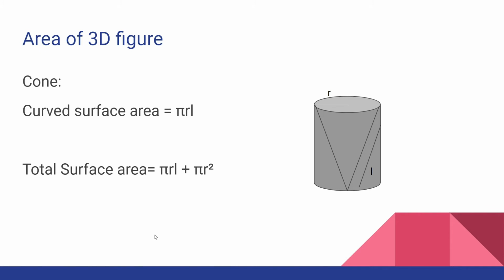Cone. Curved surface area of a cone is equal to pi r l, where r is the radius of the cone and l is the slant height. Slant height is this height, not the perpendicular one. Total surface area will be equal to pi r l plus pi r square, and pi r square is the area of the base of the cone.